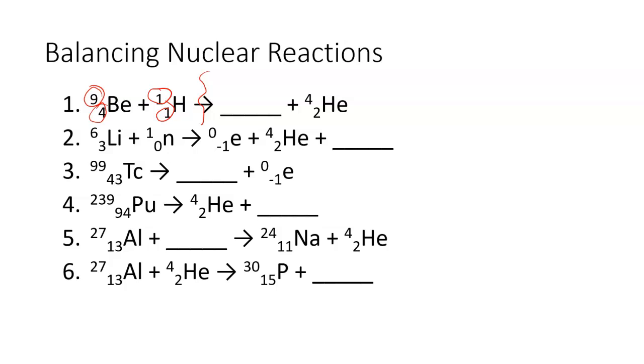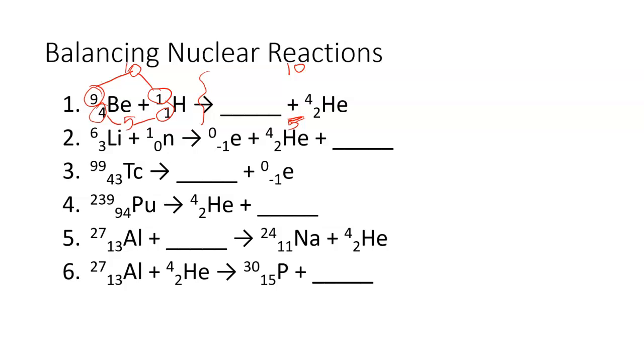For our top numbers here, I have 9 and I have 1. I add that together because they're both positive. I get a total of 10. On the bottom numbers, I have 4 and 1, so that gives me a total of 5. So that means that over on the right, I also need a total of 10 for my top numbers and a total of 5 for my bottom numbers.